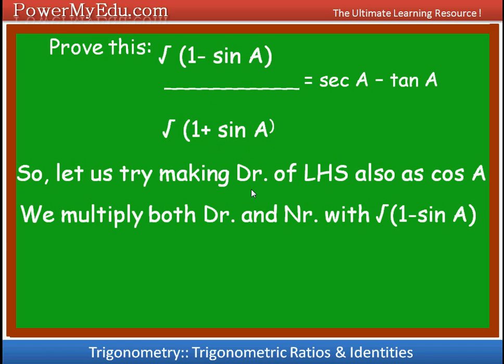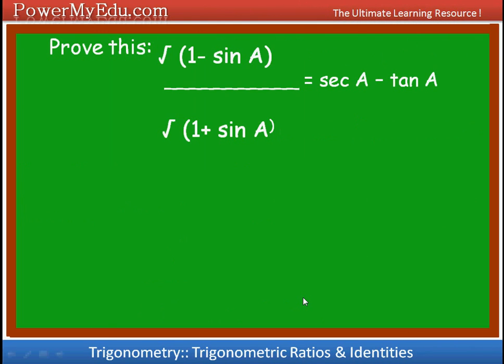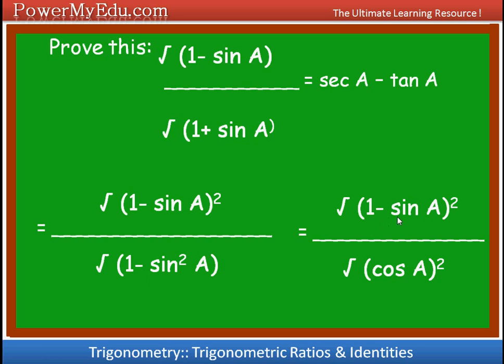So we multiply both numerator and denominator by root over 1 minus sin a, and we get root over of 1 minus sin a into 1 minus sin a divided by root over 1 plus sin a into 1 minus sin a. This is the term we have multiplied to both numerator and denominator. So that is 1 minus sin a whole square divided by 1 minus sin square a, which is equal to the root of 1 minus sin a the whole square, divided by the root of cos square a.